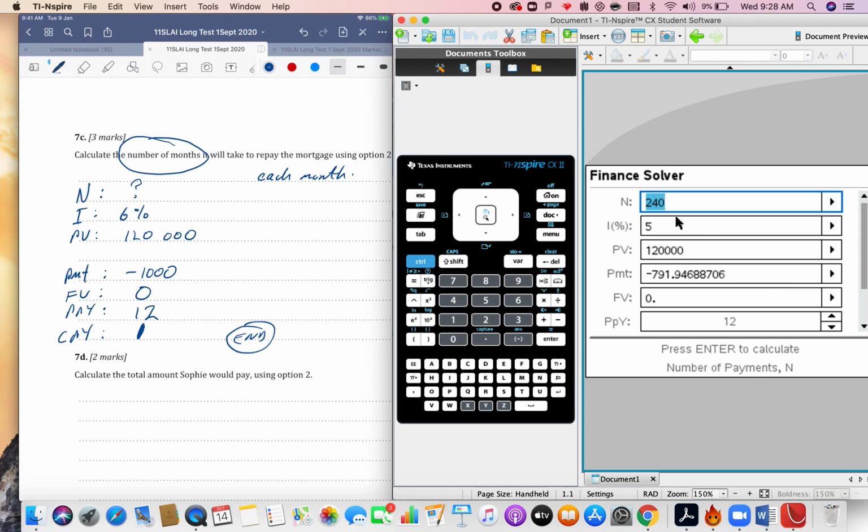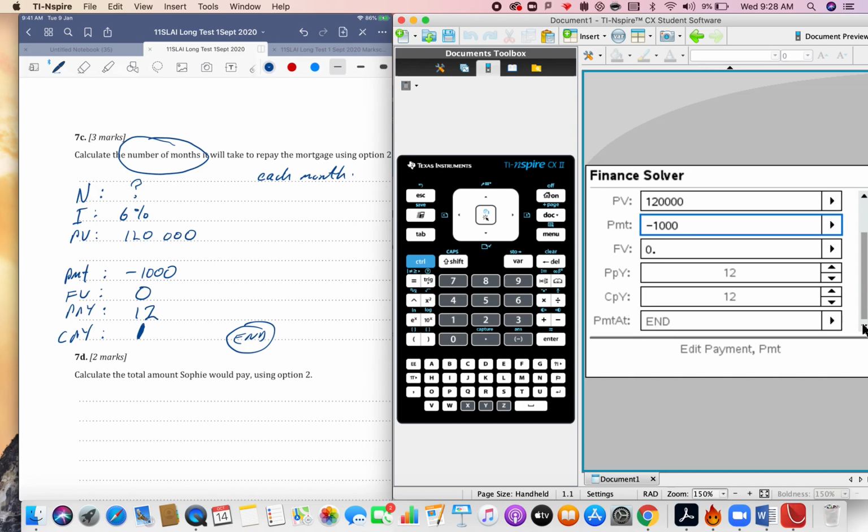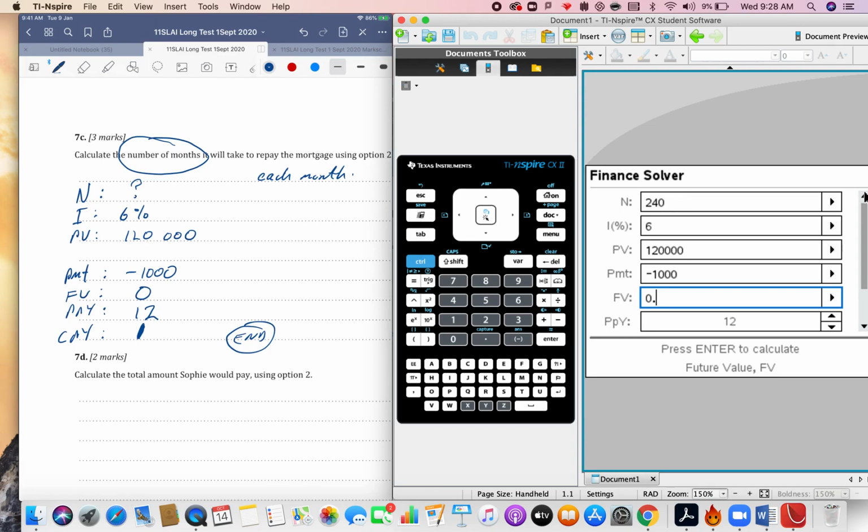Let's go back up to our Finance Solver and feed everything in. 6, 120, final is 0. The payment we change here, and the payment was negative 1,000. Got to be careful down here. The payments per year is 12, but compounding periods per year was 1. That's a little bit different, isn't it? Usually those numbers are the same, but they don't always have to be. Make sure we've got everything else sorted out.